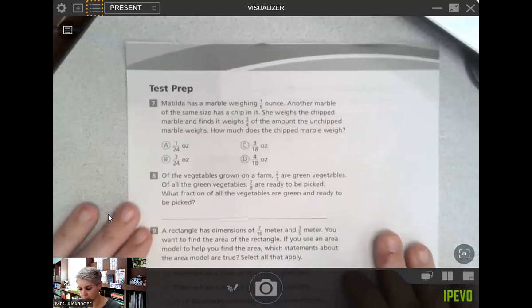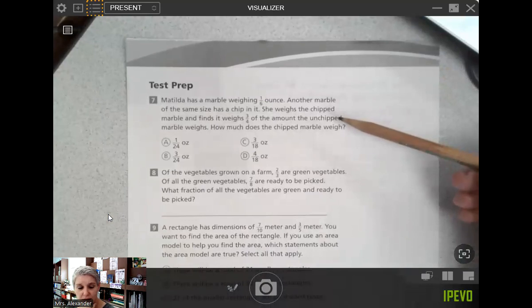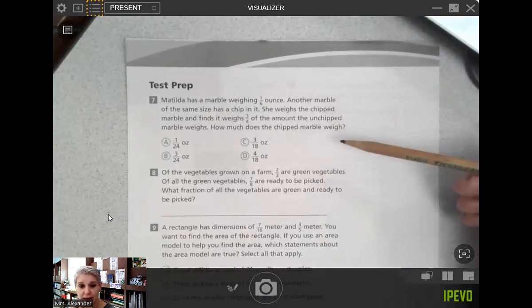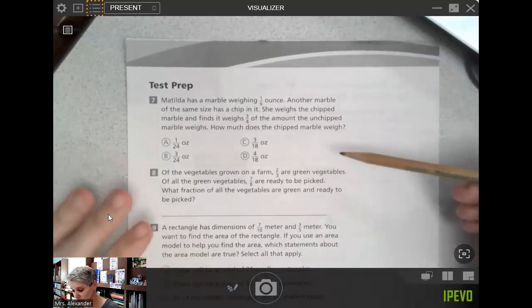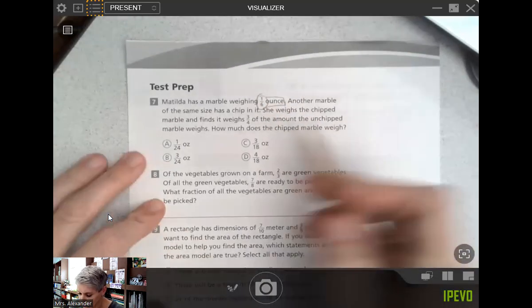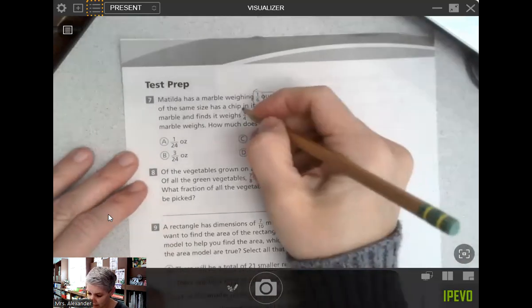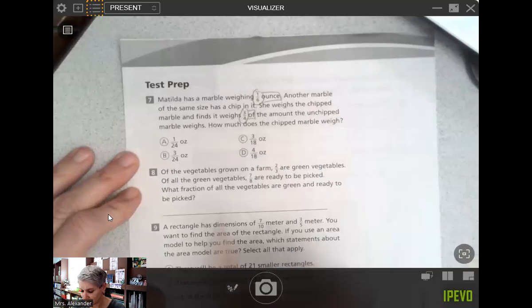All right. If I look at the test prep, Matilda has a marble weighing 1/6 of an ounce. Another marble of the same size has a chip in it. She weighs the chipped marble and finds it weighs 3/4 of the amount of the unchipped marble weighs. How much does the chipped marble weigh? So a marble is 1/6 of an ounce. The other marble has a chip, like a broken piece out of it. That's 3/4 of the unchipped.